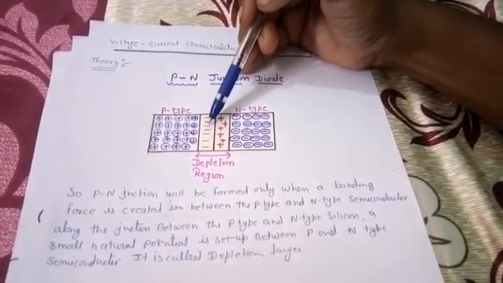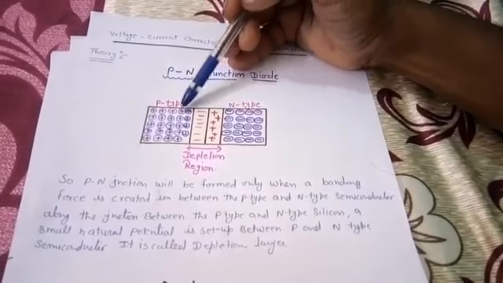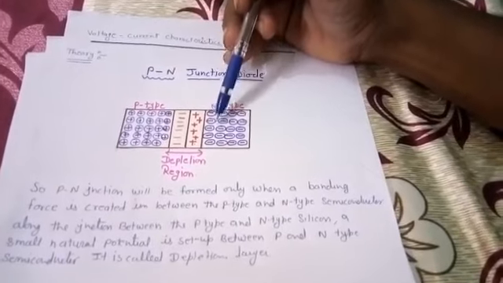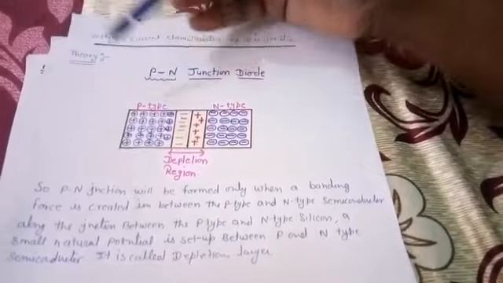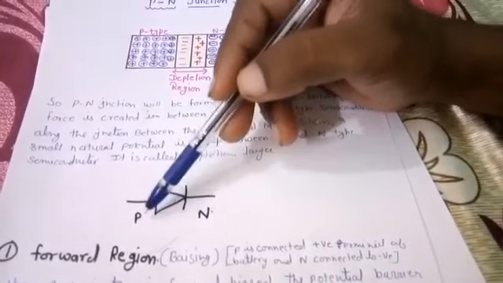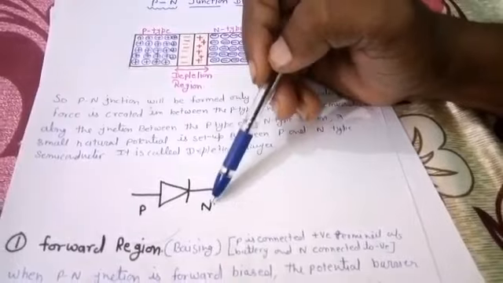On the p side there will be negative ions and on the n side there will be positive ions. These are the constant ions. They oppose each other. The majority carrier of the p-type does not cross into the n-type, and the electron of the n-type does not cross into the p-type. So this is the structure of a PN junction diode. Now we will see the symbol of the PN junction. This portion is the p-type terminal and this portion is the n-type terminal.